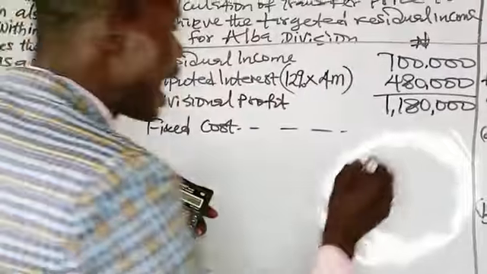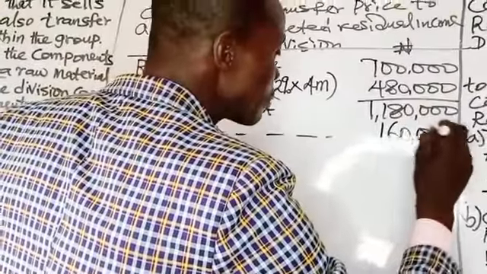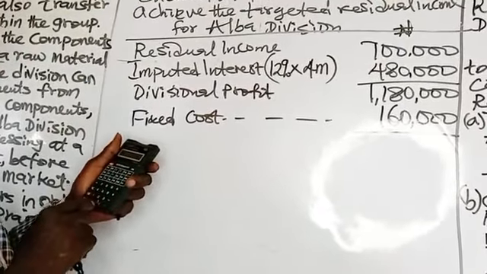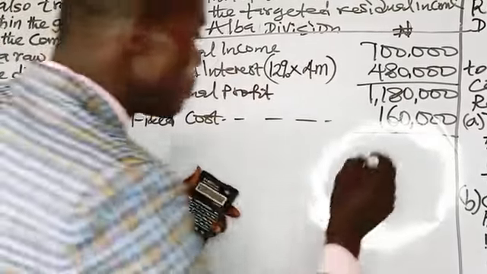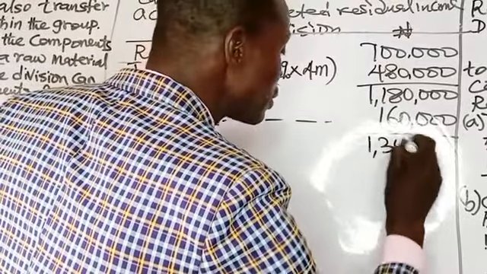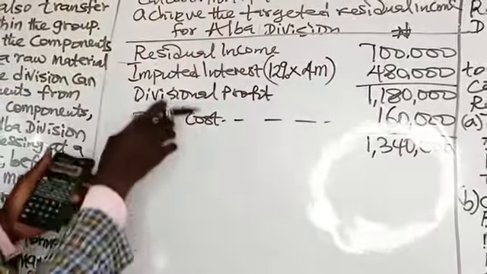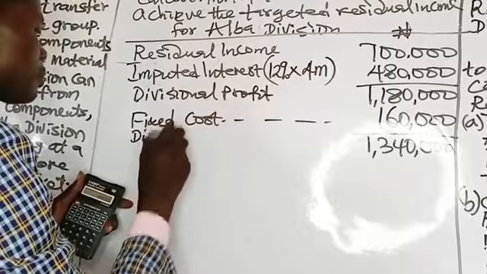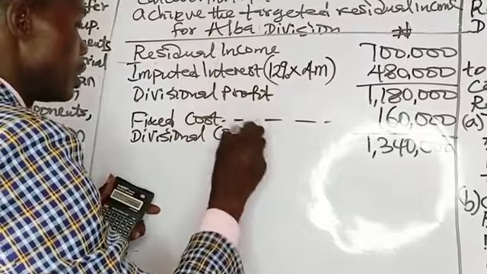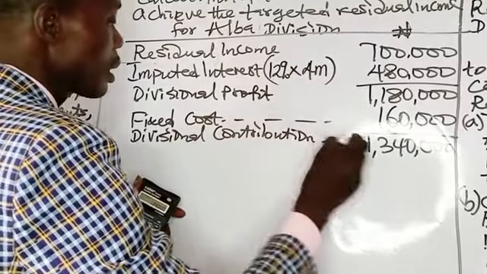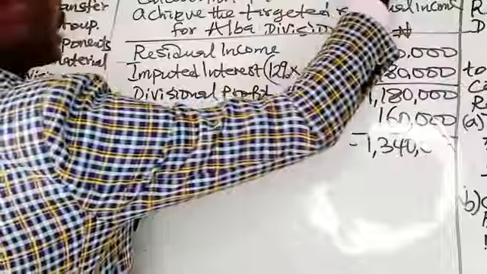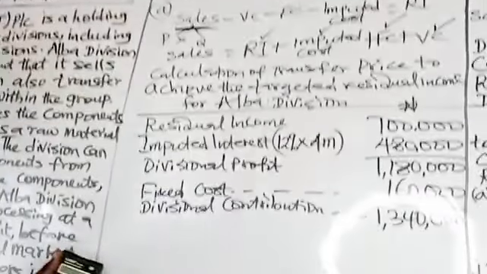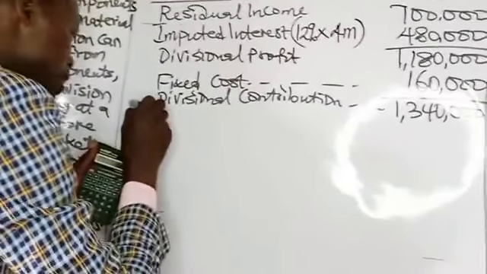So now let's add the 160,000 to that. So we have 1,340,000. This represents profit plus fixed cost, that is contribution. So this represents divisional contribution. Then we've considered the fixed cost. The next element is variable cost. We add the variable cost also. So now let's add variable cost.